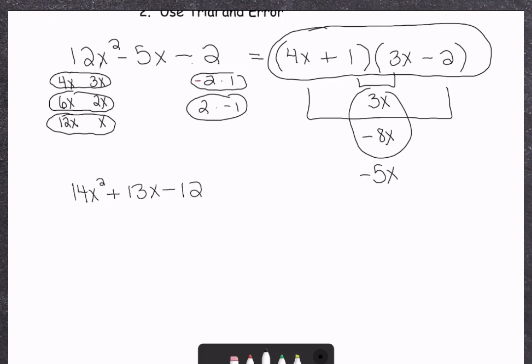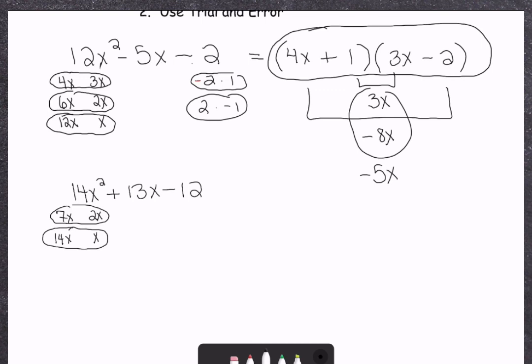But let's write down all our options, right? This would be 7x, 2x. I multiply those, I get 14. And then you get 14x times x. You multiply those, you get 14. So you only got two options. This may be a good problem to do trial and error.